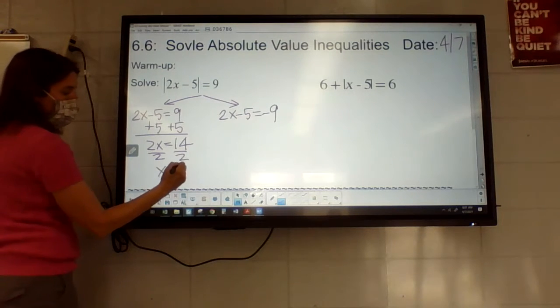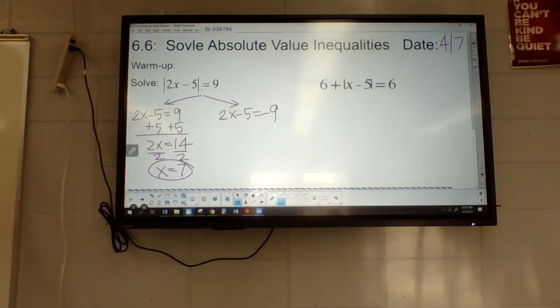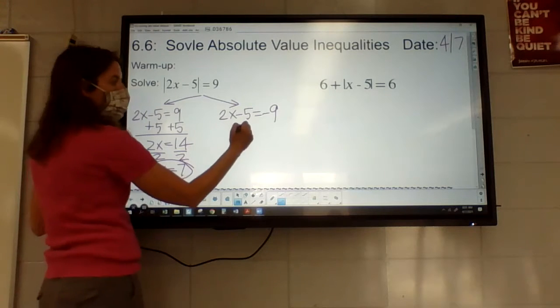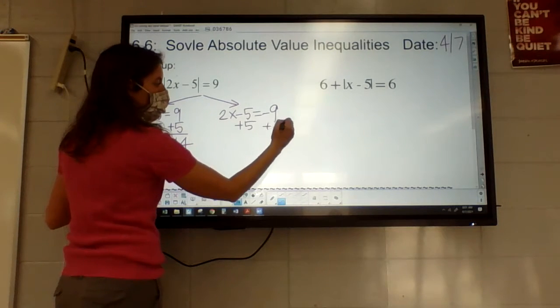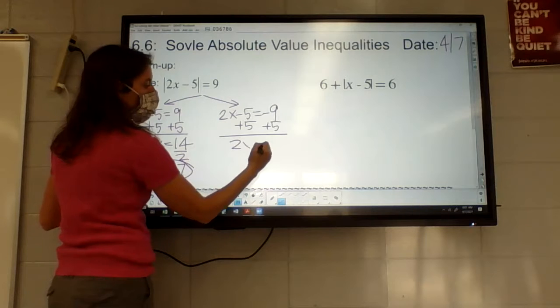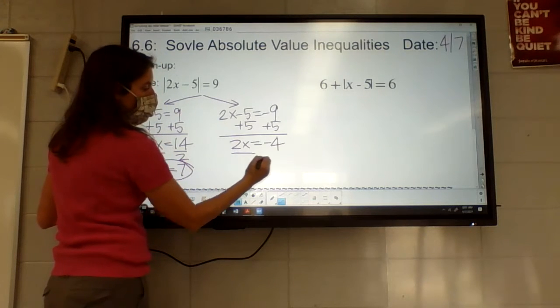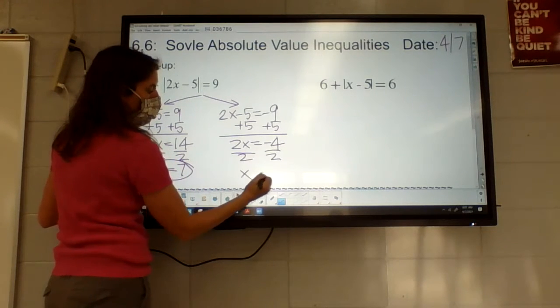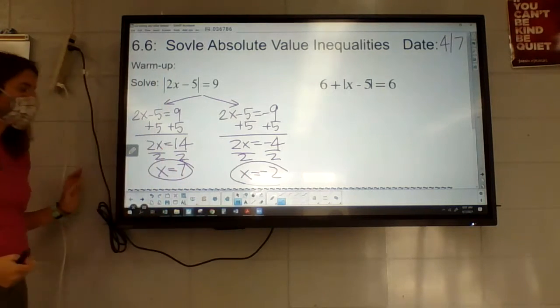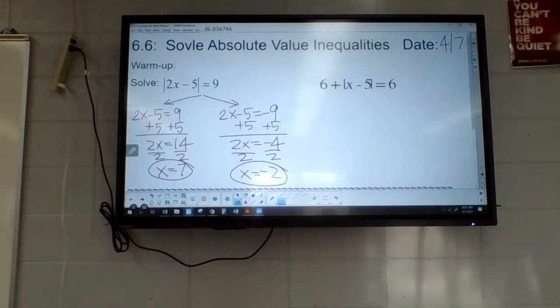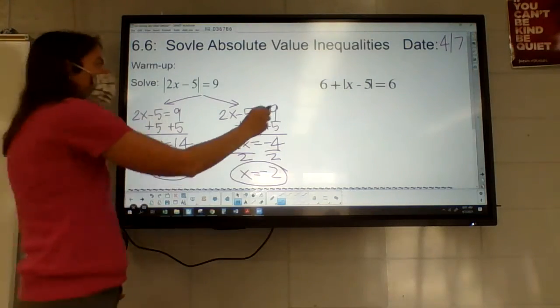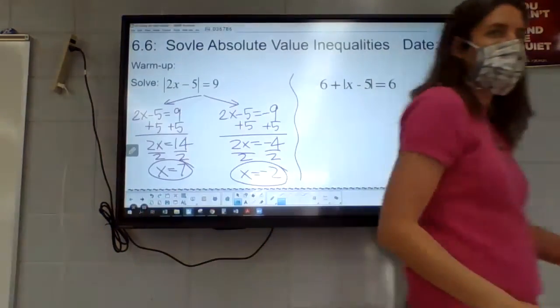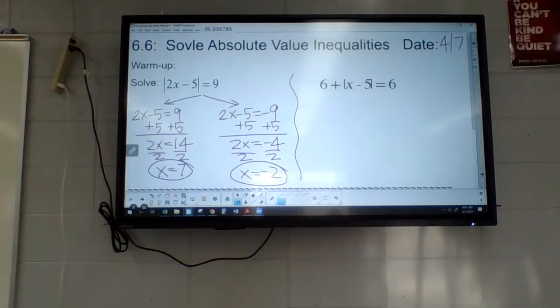So we end up with x is 7 as one of our answers. And then also negative 2. So there's our two answers in that problem. What's different about our second example here? What do we have to remember to do first? Before we set up our two equations, we have to do something first.